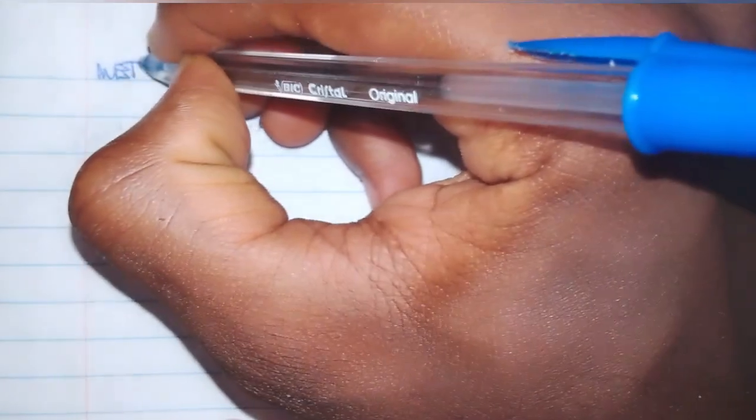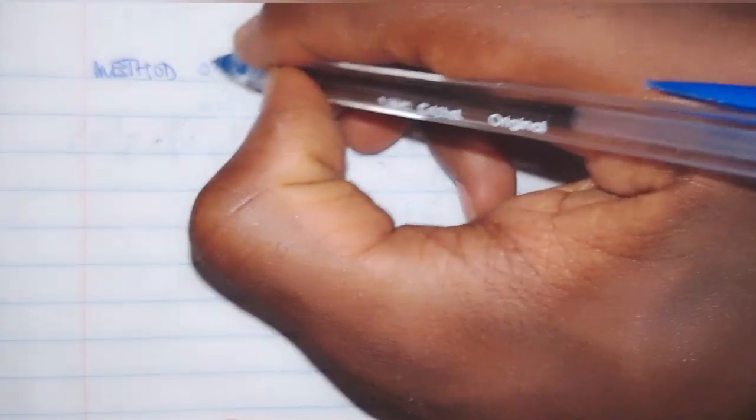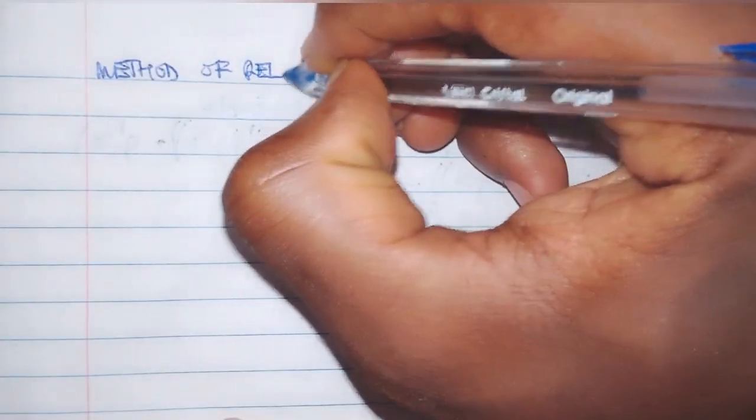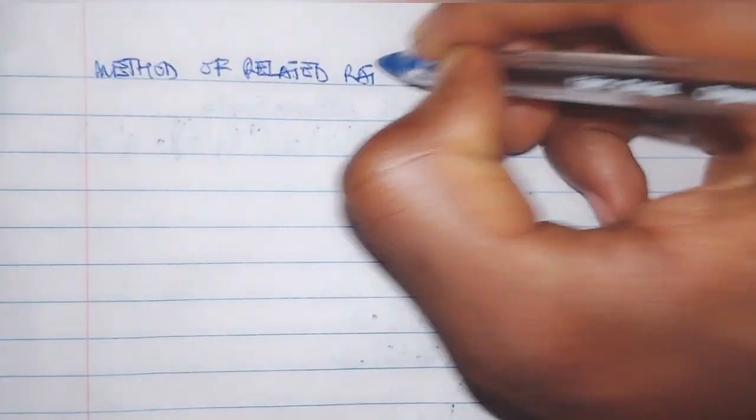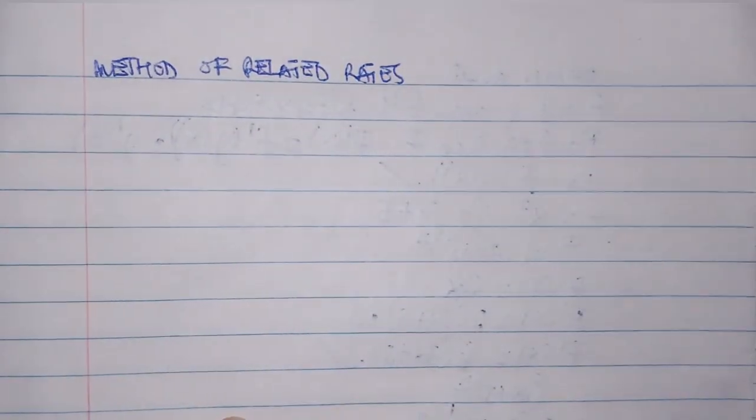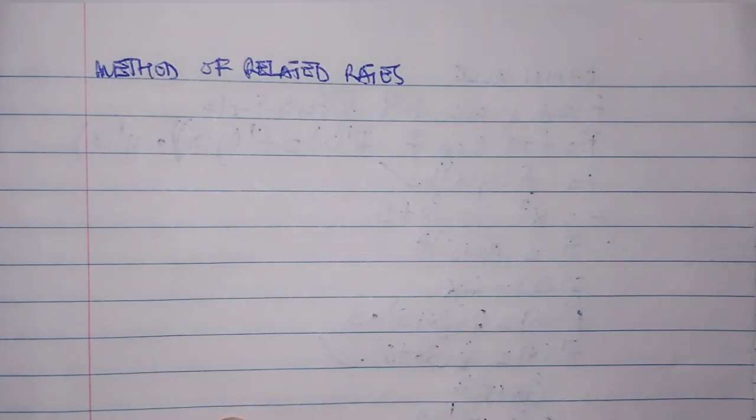Now let's move to another one that a lot of people don't know. We call it the method of related rates. A lot of people don't know this particular method. Now, what does the method of related rates say?